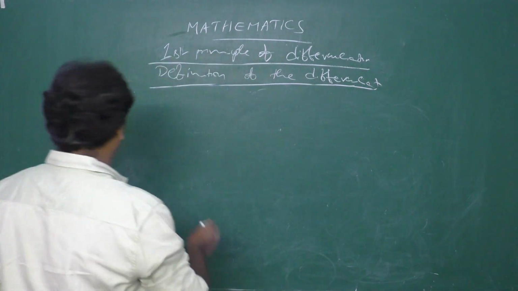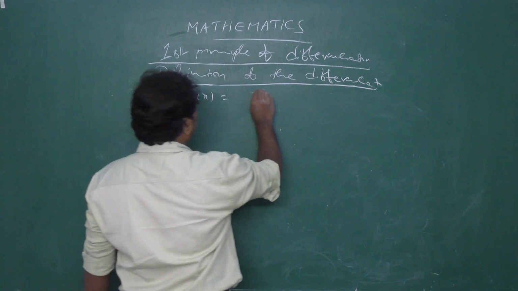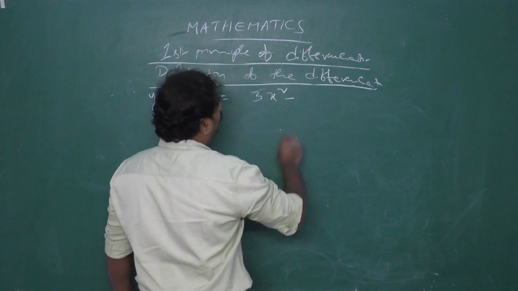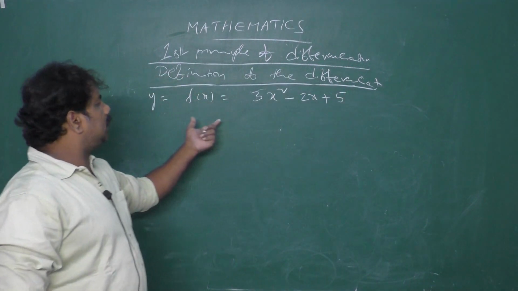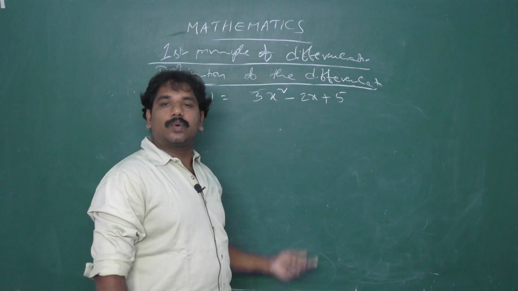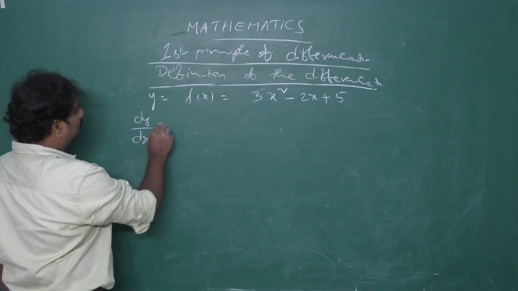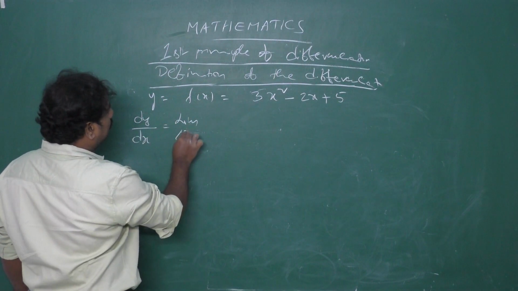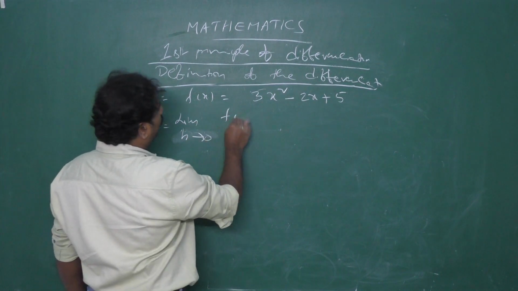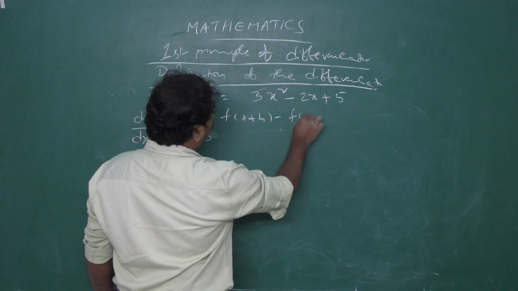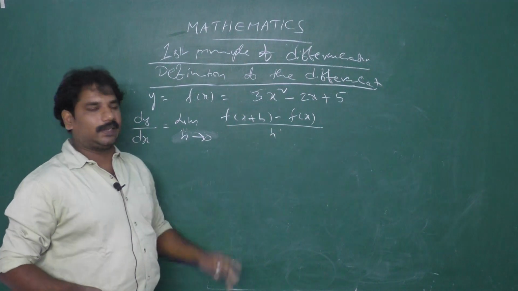Please listen carefully. Suppose there is a function y is equal to f of x, equal to 3x square minus 2x plus 5. What is the derivative of this function? We are going to find it by using the first principle. What is the first principle? dy by dx is equal to limit delta x tends to 0, or h tends to 0, f of x plus h minus f of x by h. We just substitute these values directly.